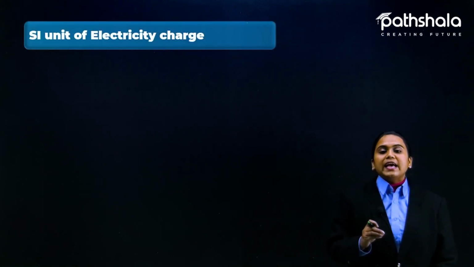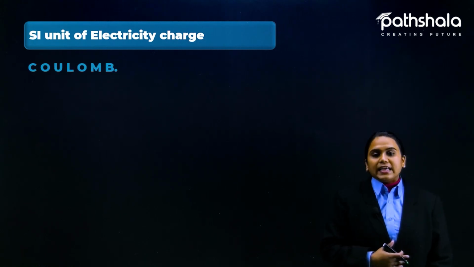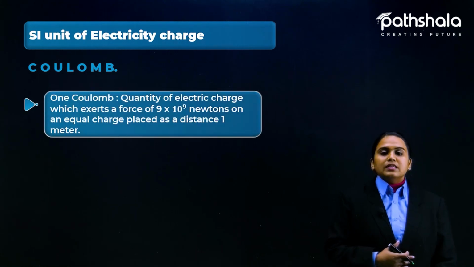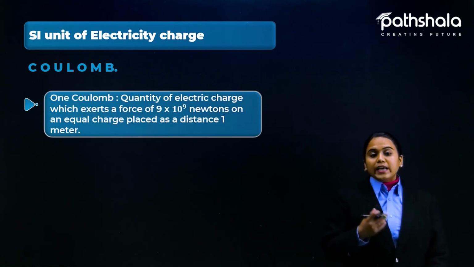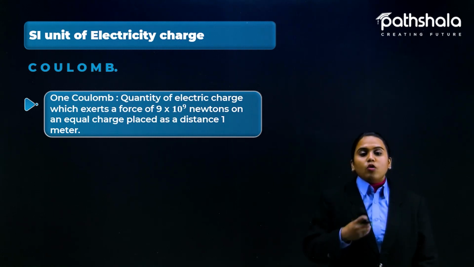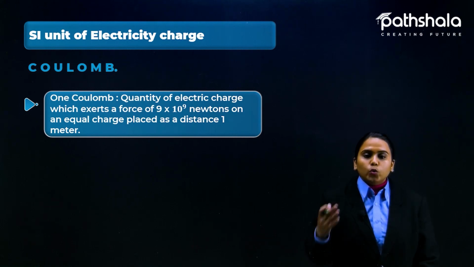So what is the SI unit of electric charge mainly? Okay, that is coulomb, and it can be represented by capital C. Okay, so what is 1 coulomb? If somebody is going to ask you, okay students, let me tell you what is 1 coulomb.